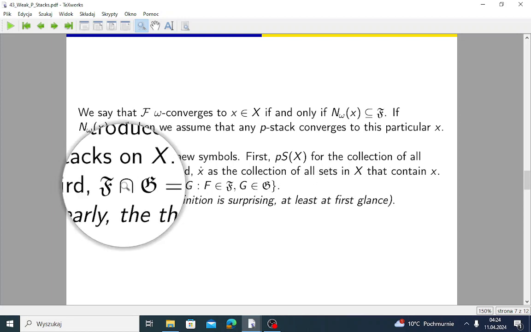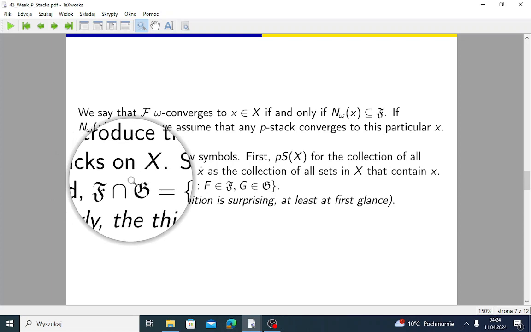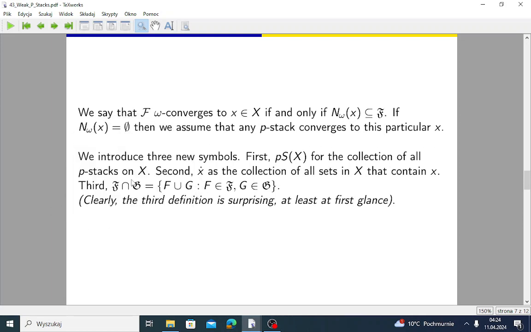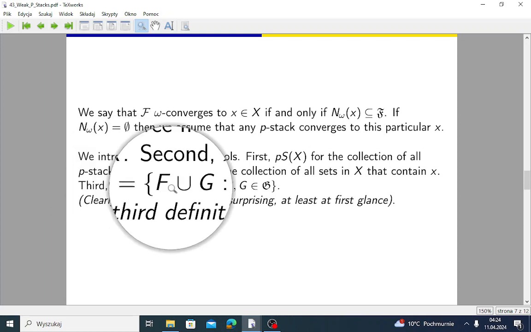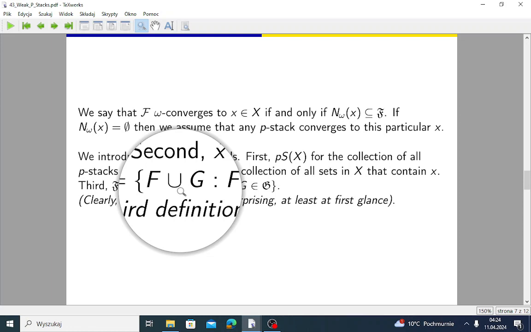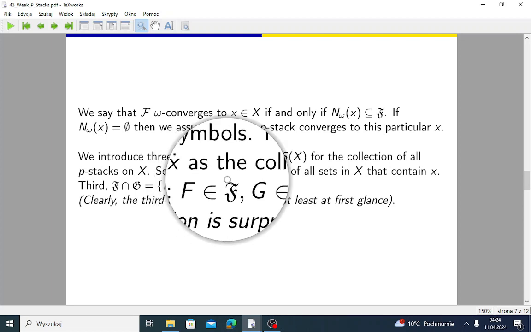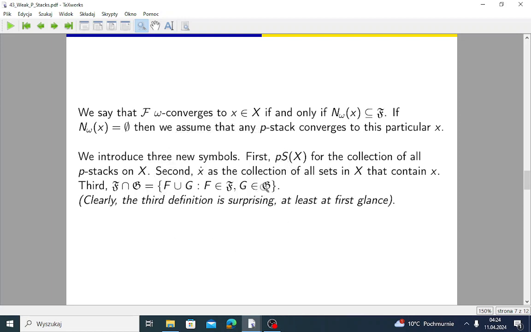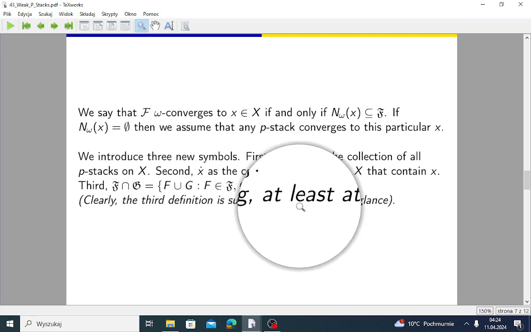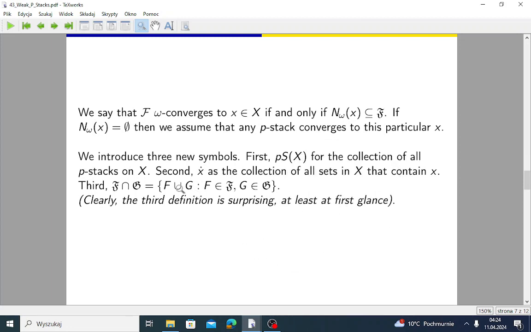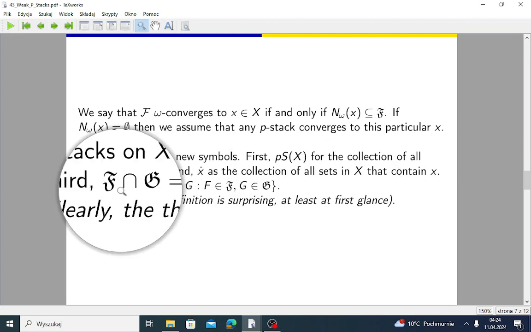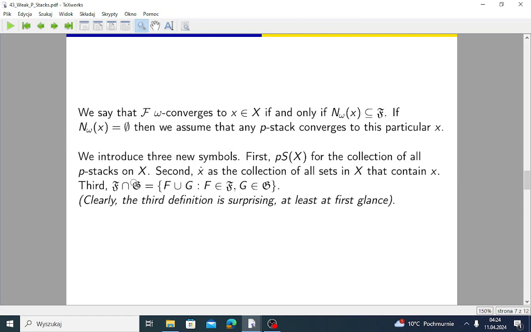and this symbol, which is rather specific because we have something like an intersection of two p-stacks, but it's defined in terms of, well, all the possible unions of F and G, where F is in this Gothic p-stack F, and G is in this Gothic p-stack G. So the third definition is surprising, at least at first glance, because here we have unions, but it's denoted with intersection here.